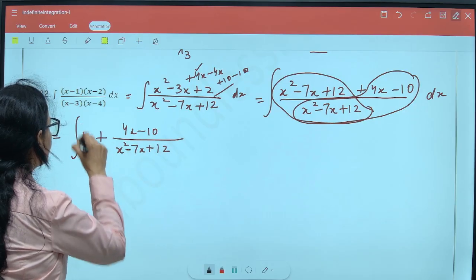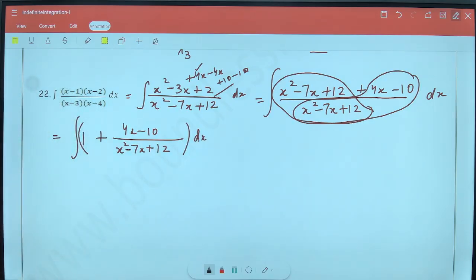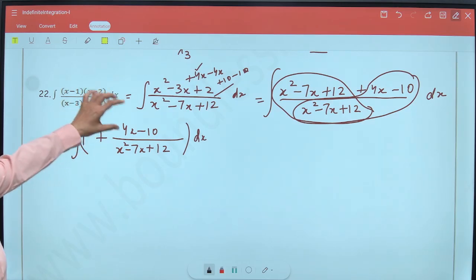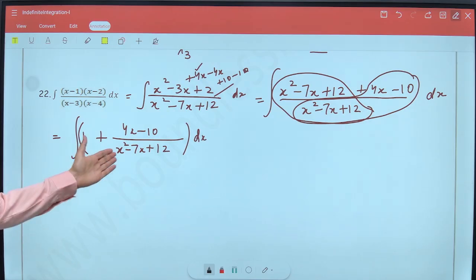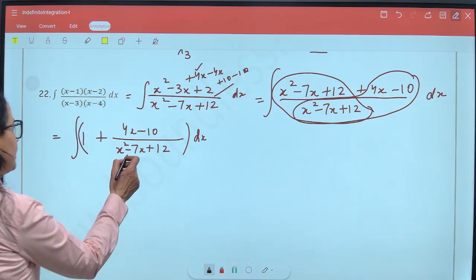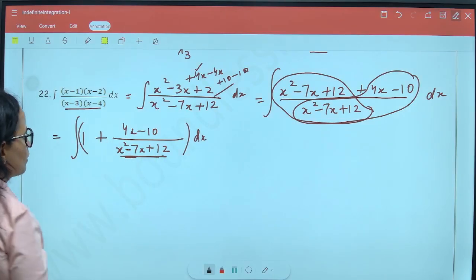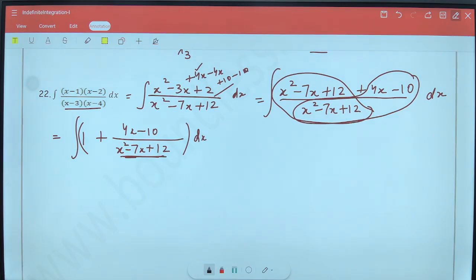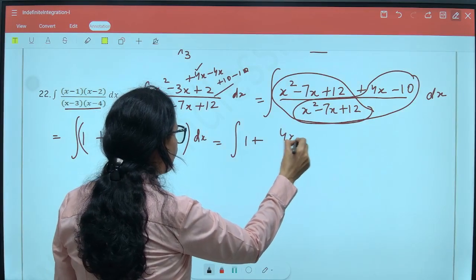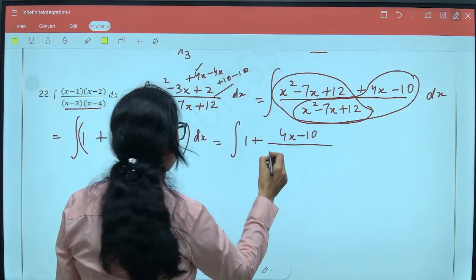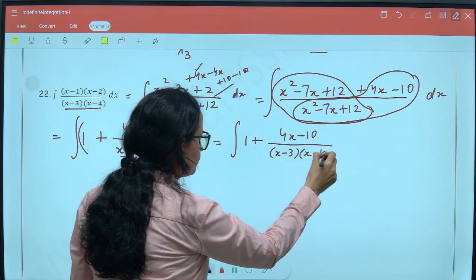So the intention was to break it into the proper rational form. Now it is in the proper rational form. 1 is on this side and the degree of the numerator is less than the degree of the denominator. How to do this now? We already know that the factors of the denominator are x minus 3 and x minus 4. So I can write the same thing as 1 plus 4x minus 10 upon x minus 3 and x minus 4.